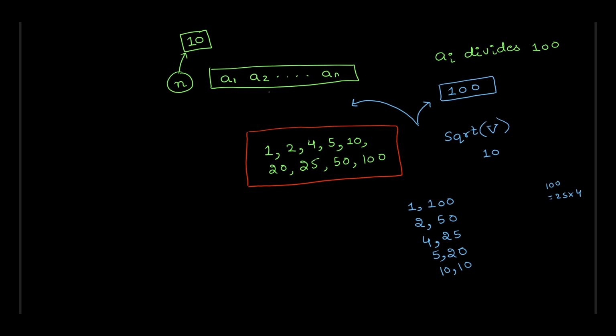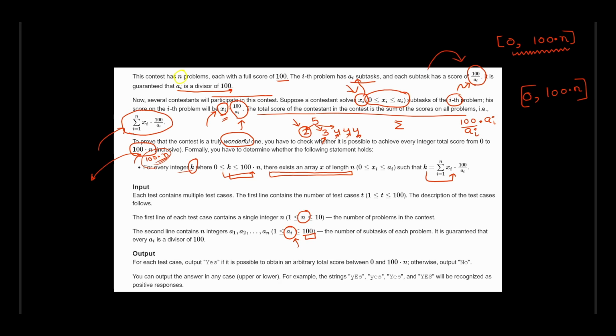But this does tell us that the possible a_i values have to be from this set only. So how many elements are there in this set? 1, 2, 3, 4, 5, 6, 7, 8, 9. Yes, there are a total of 9 elements. So a_i can be one of 9 values. Okay, now let's look at the constraint even before solving it. It says that n is less than 100, but you have to find out whether the score is between 0 to 100n.